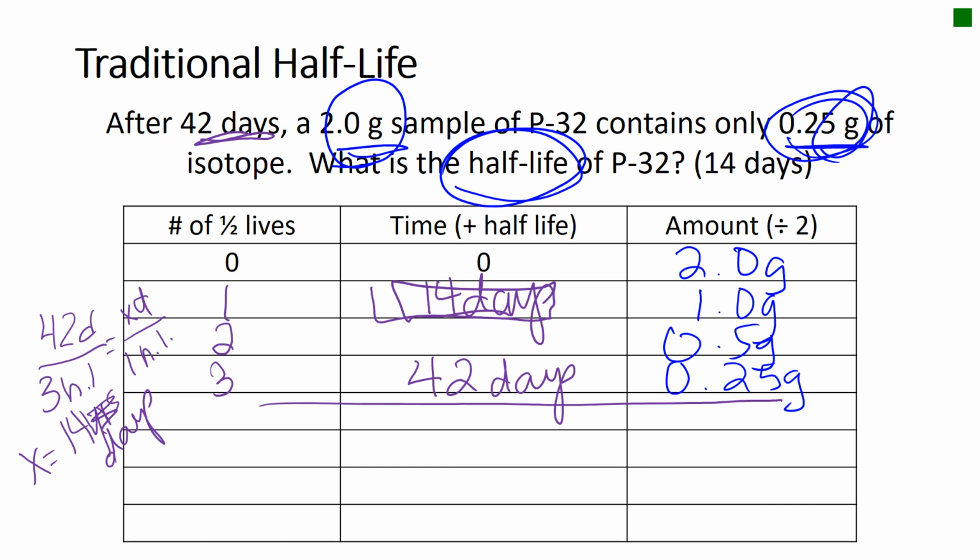And what I'm going to do is check. Because I know that this whole column is additive, if I add 14 to the next one, I should get 28 days. And then if I did this correctly, if I added 14 again, I should get 42, which I do. So now I know my answer was correct at 14 days.